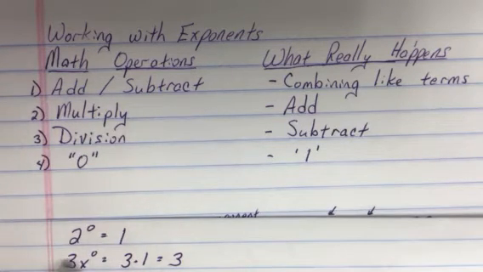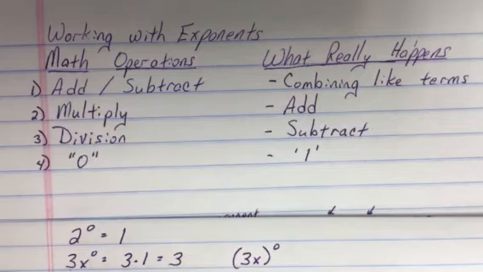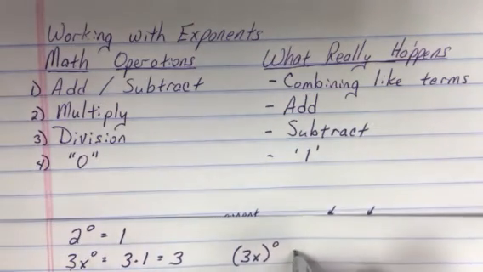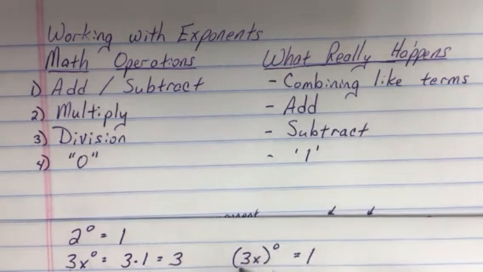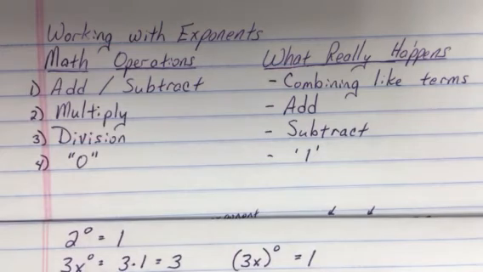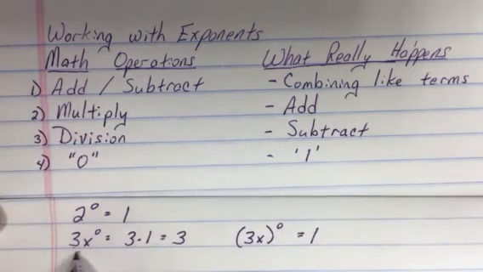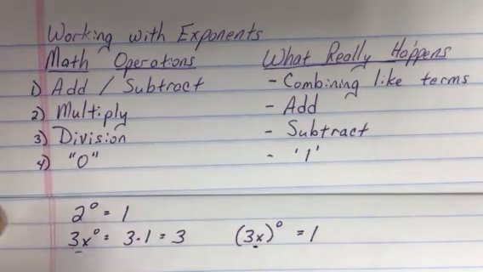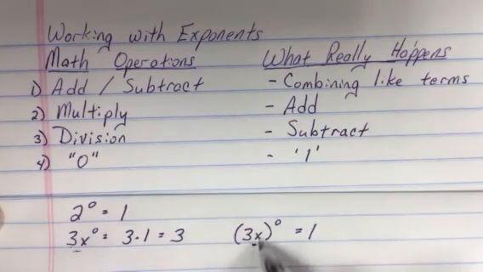There is a difference between this, though, and this. This means the 3 is being affected by the exponent. So 3x, the whole thing raised to the 0 power, is 1. Be careful on this because this works on all of the exponents. When you are raising anything, if it's inside the parentheses versus this. These two scenarios, students will think are the same thing, and they're not. This one, only the x is being affected. This one, the whole thing is being affected.